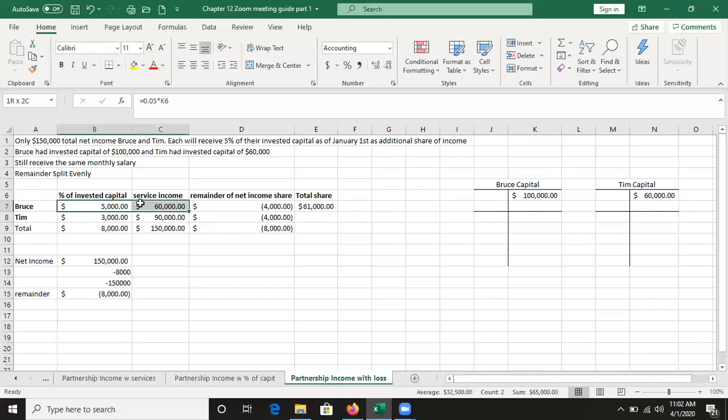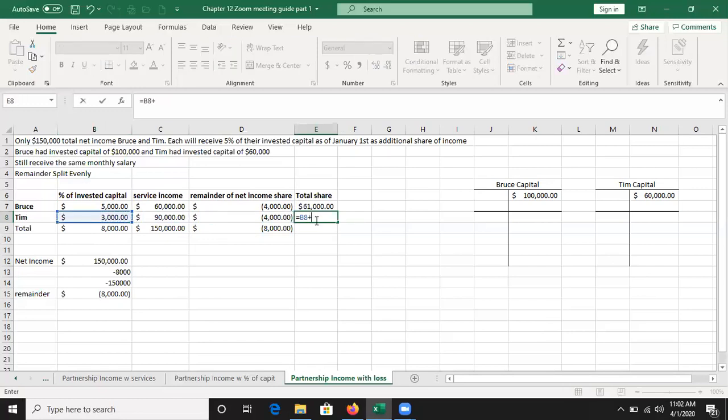65,000 he was going to receive based on his share of invested capital and service income, but because based on their agreements they're distributing too much money, he's actually going to have to take less than what he should be getting because the partnership didn't earn enough income. So Tim is going to receive $3,000 plus $90,000, so $93,000, but he's not allowed to get all of that because there's not enough income for it. So this $93,000 minus the $4,000, Tim's only going to be left with $89,000.